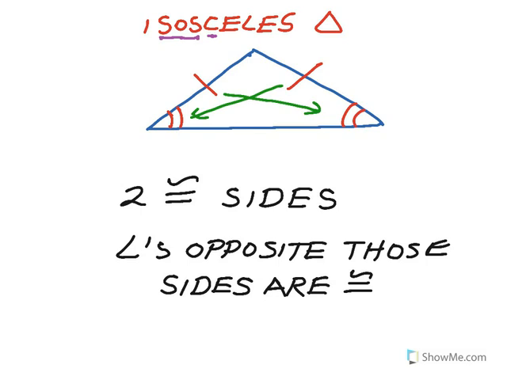So basically it works both ways. If you have a triangle with two congruent sides, the angles opposite those sides are congruent. If you have a triangle with two congruent angles, then the sides opposite those angles are congruent to each other. And that's basically the isosceles triangle theorem and its converse.